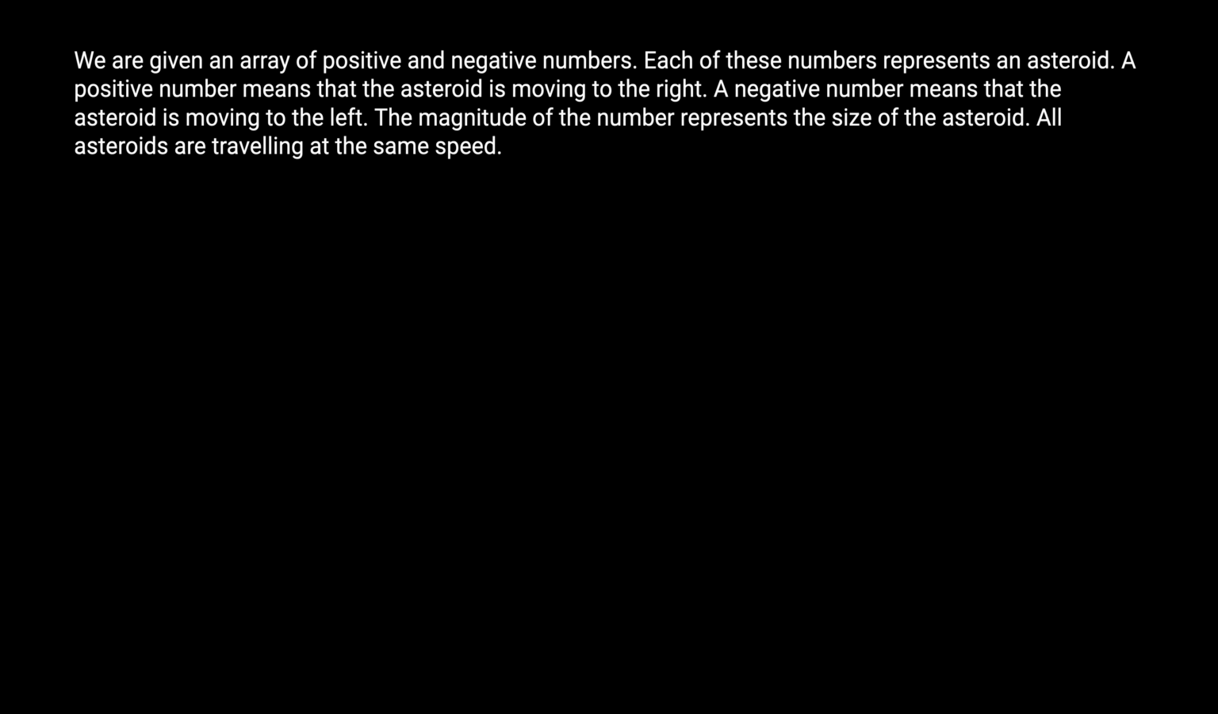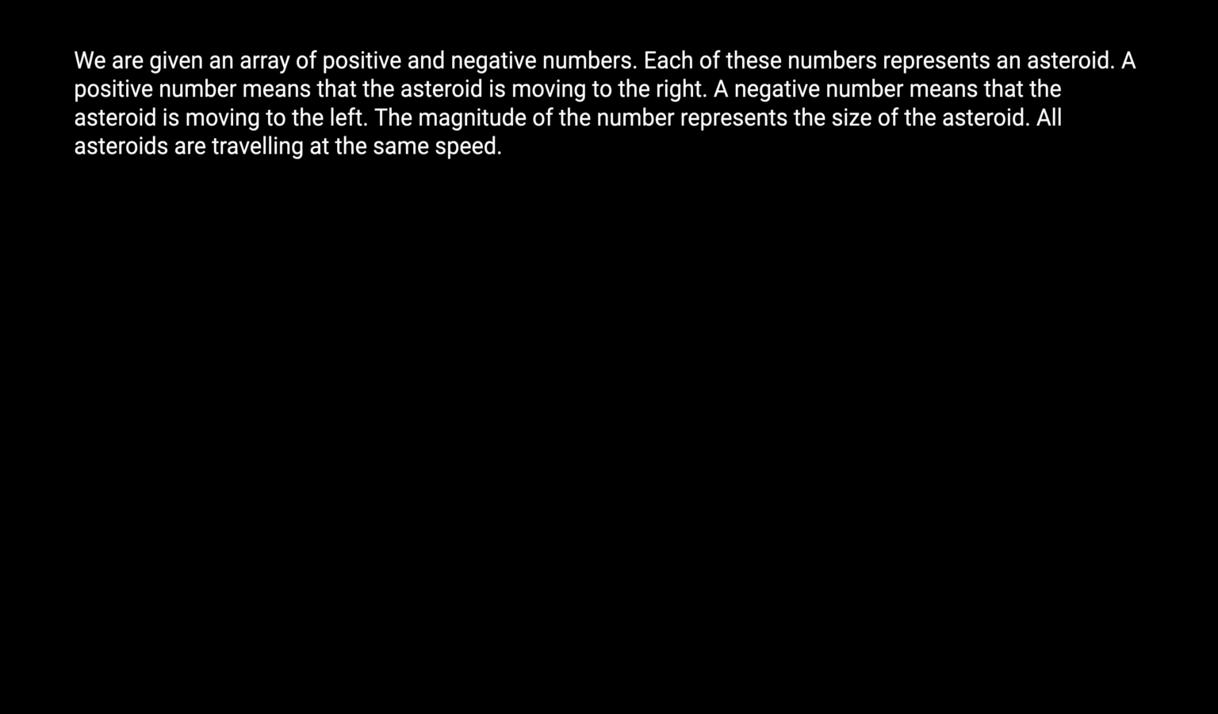In this problem, we are given an array of positive and negative numbers. Each of these numbers represents an asteroid. A positive number means that the asteroid is moving to the right, and a negative number means that the asteroid is moving to the left. The magnitude of the number represents the size of the asteroid, and all asteroids are traveling at the same speed.